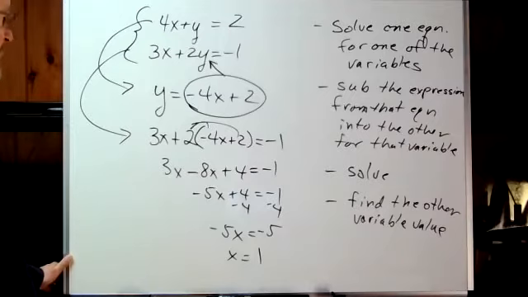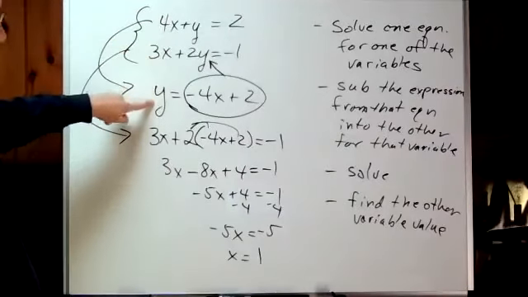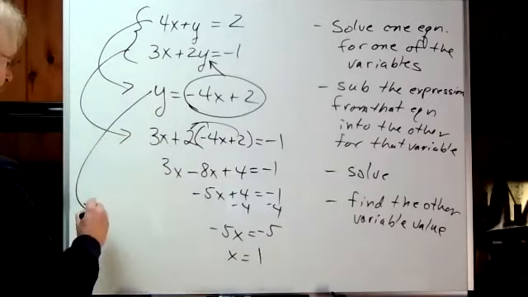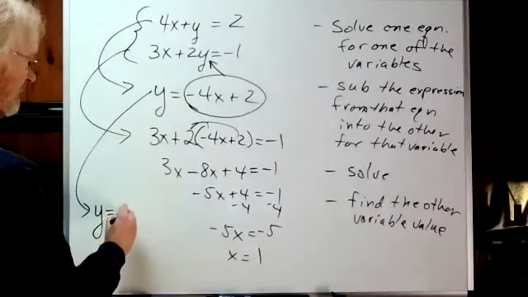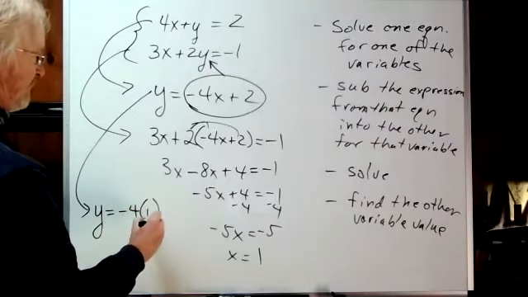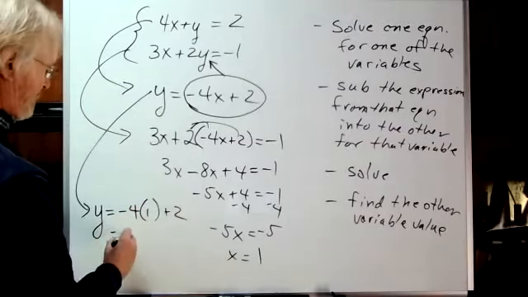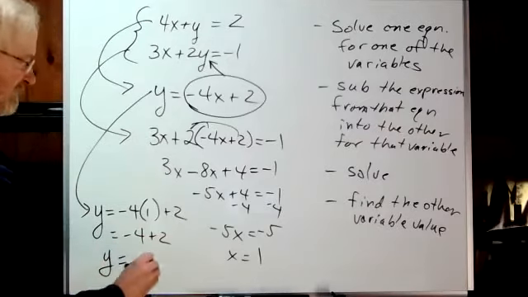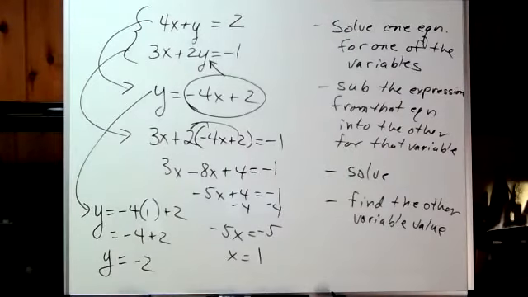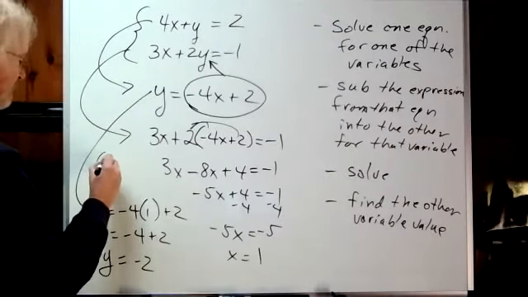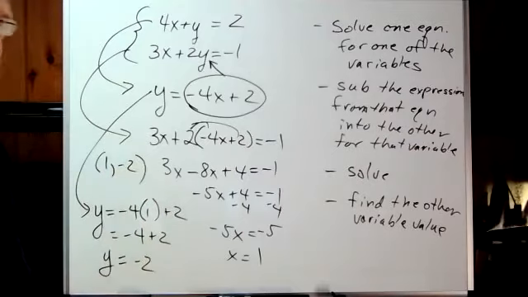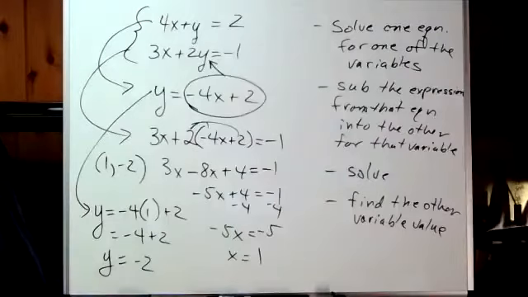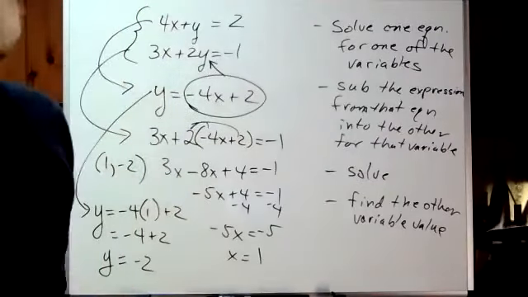So I need to find the y. Well, again, I could use one of the originals, but this one's already solved for y, so I'm going to use this one. Y equals negative 4 times the 1 that we found, that's negative 4, plus 2. If y equals a negative 2, squeeze it in over here again. 1, negative 2 would be my ordered pair solution. Substituting from one equation into the other.